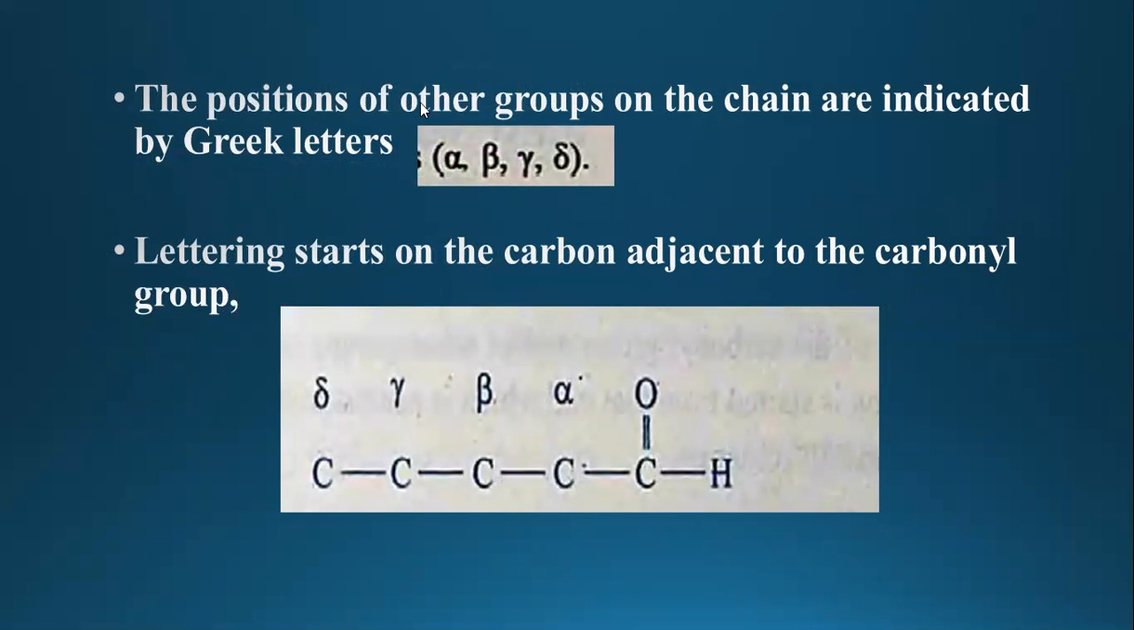Now another point is the position of the group on the carbon chain. If the carbon chain is attached with a terminal aldehydic group, that is C double bond O H, the carbon which is exactly adjacent to this carbonyl group is named the alpha carbon. The next carbon is the beta carbon, the third one is the gamma carbon, and the fourth one is the delta carbon. You will have to memorize that these are the common names for the carbons adjacent to the carbonyl group: alpha, beta, gamma and delta.